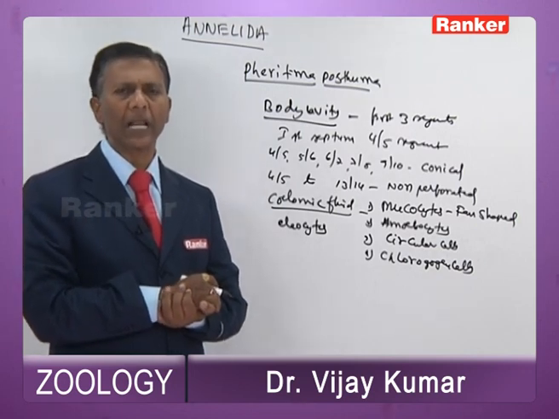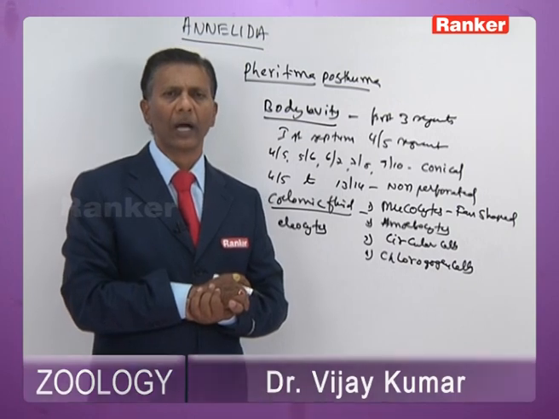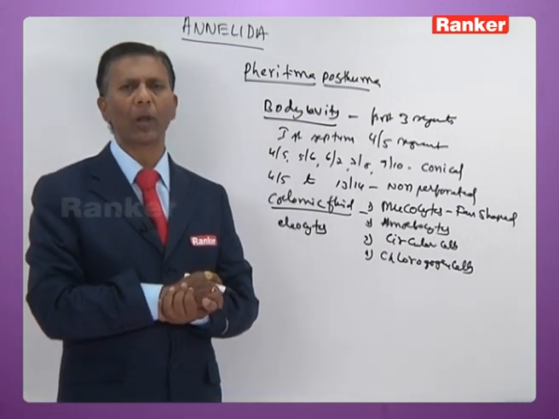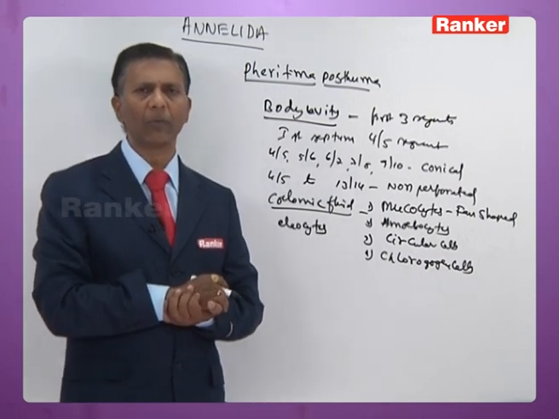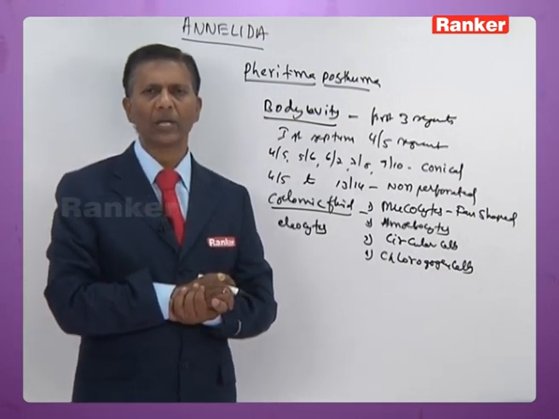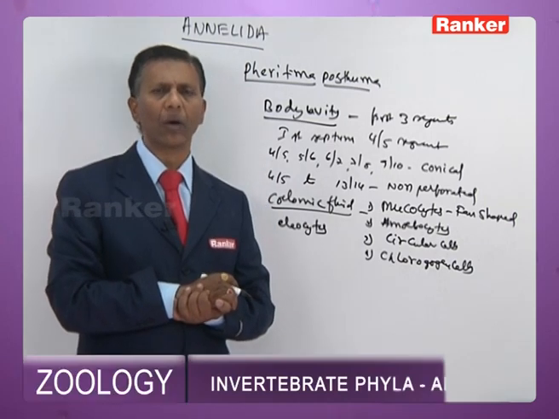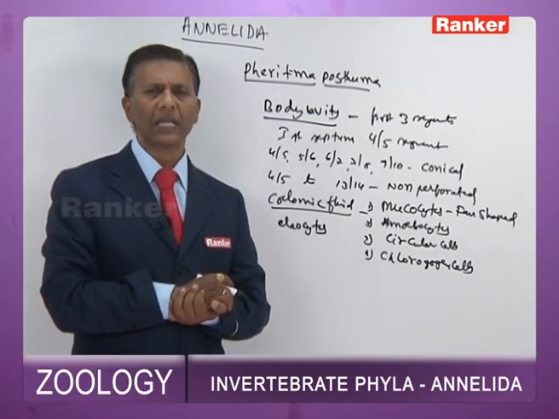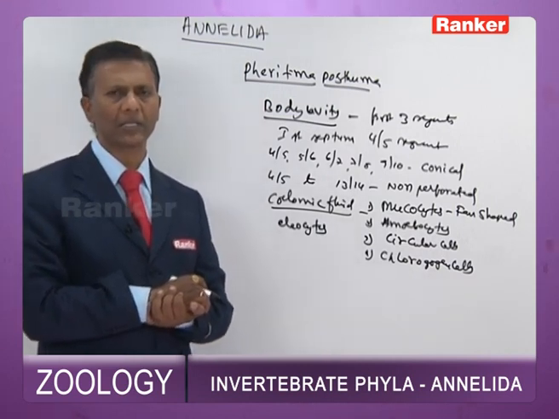Apart from excretion, these chloragogen cells also perform more functions like removal of silicates from the food, distribution of digested food to the entire body, and storage of glycogen and lipid granules. Owing to all these functions, chloragogen cells are said to be analogous to the liver of higher animals.